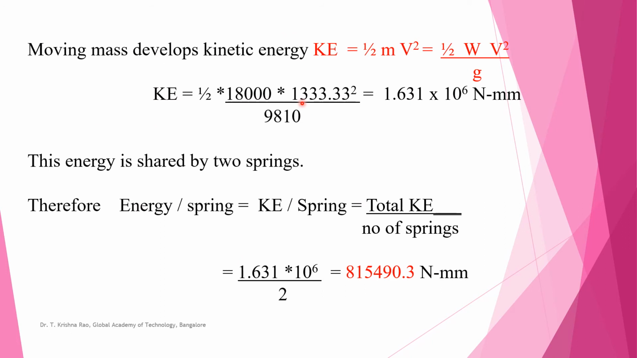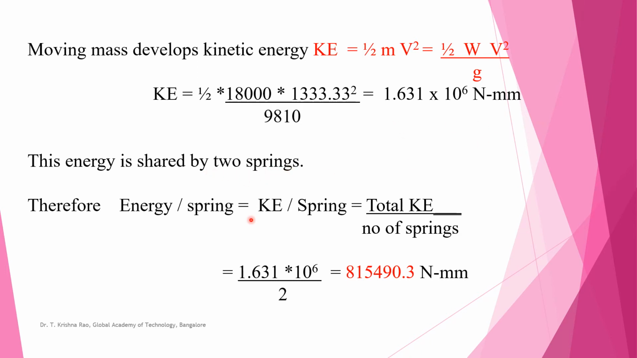Then we find out the kinetic energy. Moving mass always gives you kinetic energy. When a weight is falling from a height under gravity, it gives you potential energy. Kinetic energy is always half m v square. m is W by g. Mass is W by g into v square. So half into W, with g as 9810. Then velocity square. We get so much energy created by the moving mass.